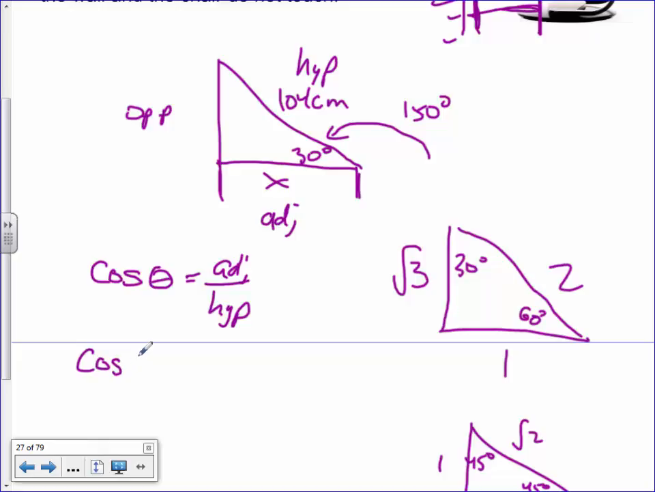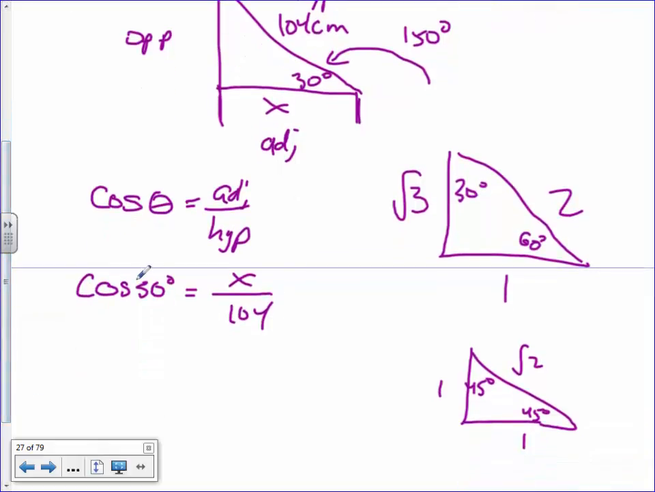I should write the angle in, since I know the angle. Cosine of 30 degrees is the adjacent, x, over the hypotenuse, 104. How do you get x by itself? Take the 104 and multiply it up to the other side. So you get x equals 104 cosine 30. This, I think, is where most of you were okay with last week. And then the next step is the one that started screwing people up.